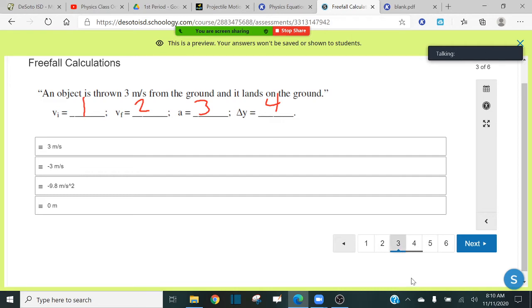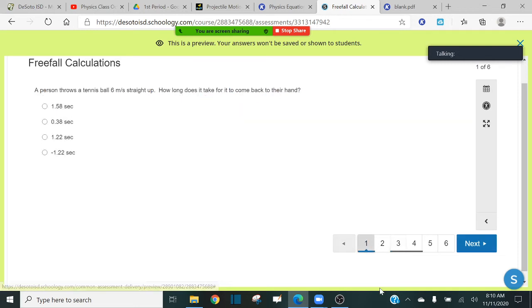Yep, here it is. Can I move on? Yes, sir. Okay. Now let's look at number 1 here. Okay, guys, so we got 4 more to do. Okay. Now here we're getting to the calculations part of it. Number 1 says a person throws a tennis ball 6 meters per second straight up. How long does it take for it to come back to their hand?